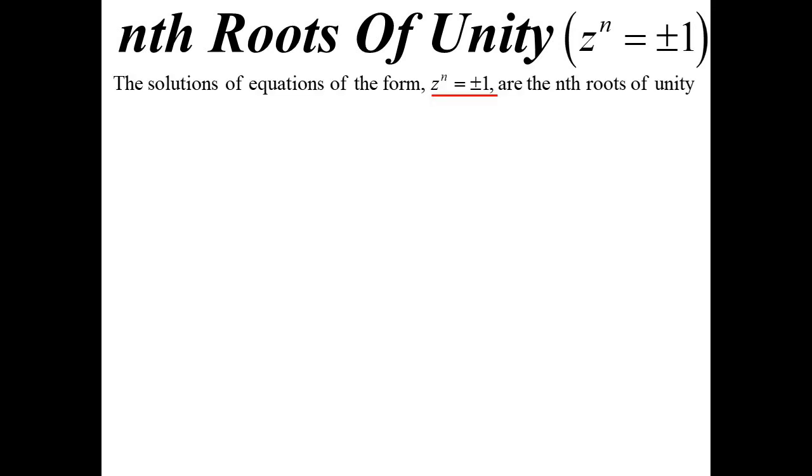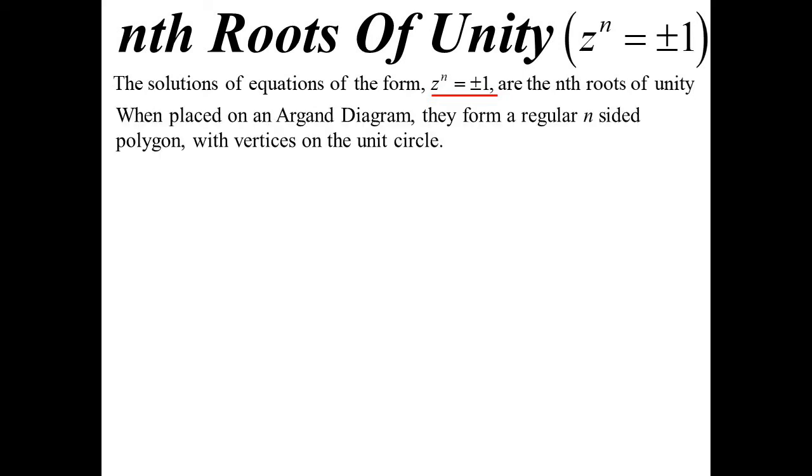We're going to look at this specific question, what's known as the nth roots of unity. So, solutions to this sort of equation: z to the power of n is equal to plus or minus 1, but unity. If you were to plot the solutions, what they will form is a lovely n-sided polygon. And those vertices will end up on the unit circle, because the modulus of all of them will be 1, because we're dealing with unity.